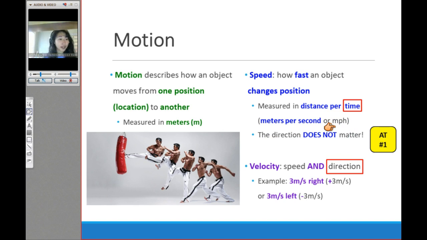Now, the important thing about speed is think about your speedometer. When you go forwards at 30 meters per second or you go backwards at 30 meters per second, does that 30 meters per second become negative at any point?